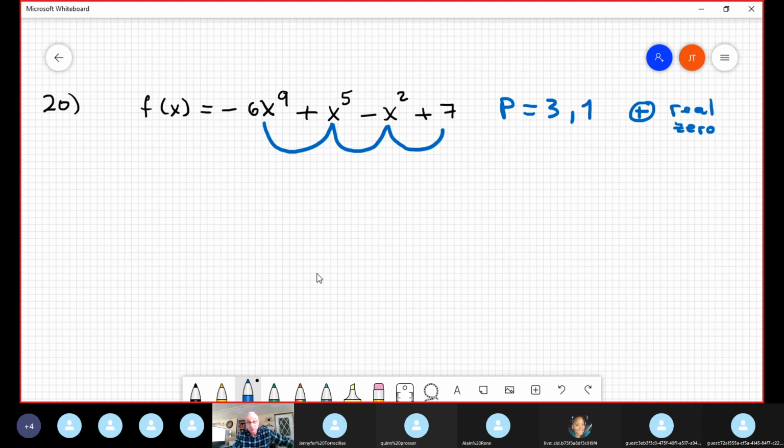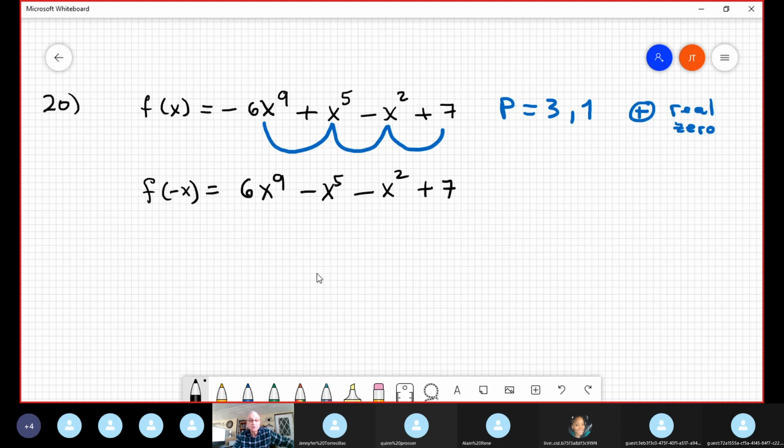What is the value? No. Descartes doesn't give me information about the value. Now you are doing reflection. Reflection gives me the possibility to find the negative real zeros. So remember, when you make a reflection, the odd exponent changes the sign, and the even exponent stays the same.